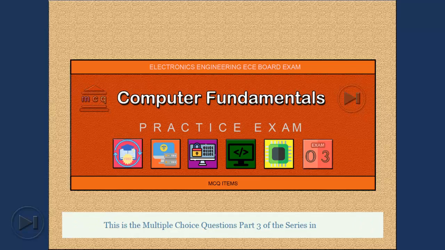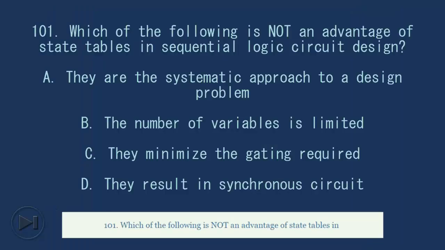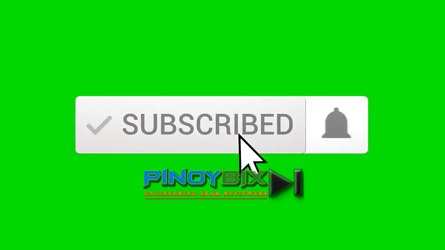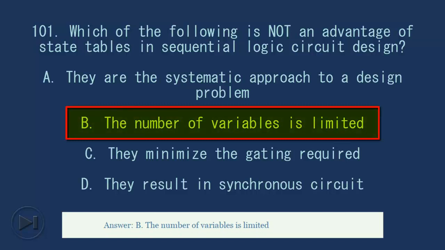This is the multiple choice questions part 3 of the series in computer fundamentals as one of the electronics engineering topic. 101. Which of the following is not an advantage of state tables in sequential logic circuit design? A. They are the systematic approach to a design problem. B. The number of variables is limited. C. They minimize the gating required. D. They result in synchronous circuit. Answer, B. The number of variables is limited.